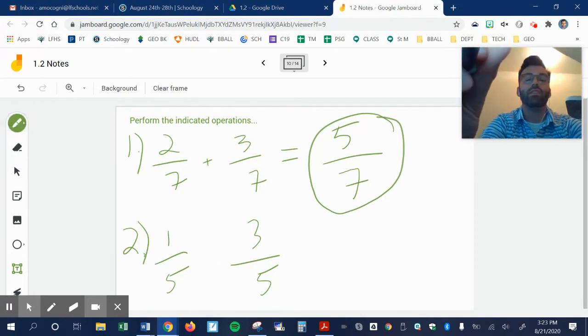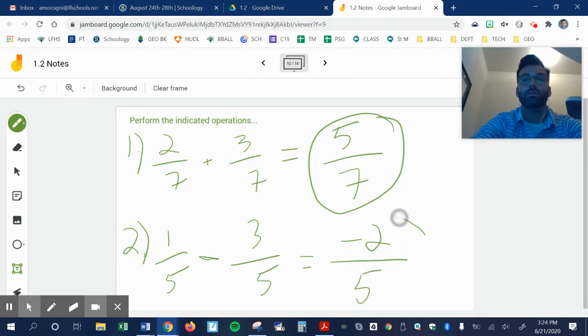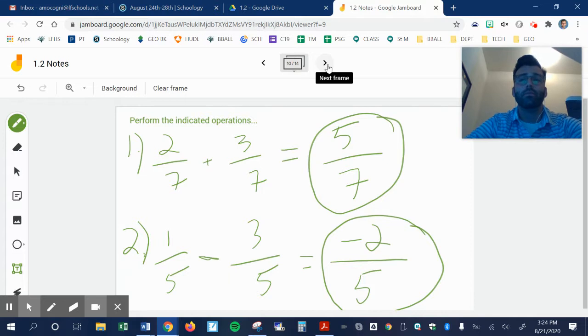1/5 minus 3/5. I know I still have a common denominator here, 5 and 5. That means they're the same. So I just subtract across the top. 1 minus 3 gives me -2. And yes, we can have negative numbers. Negative numbers are legit. Those are numbers too.